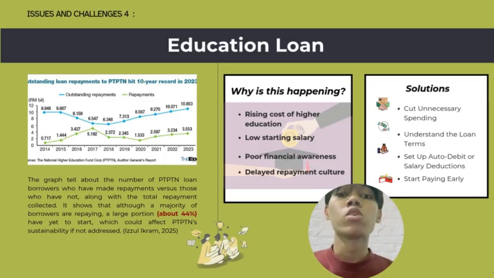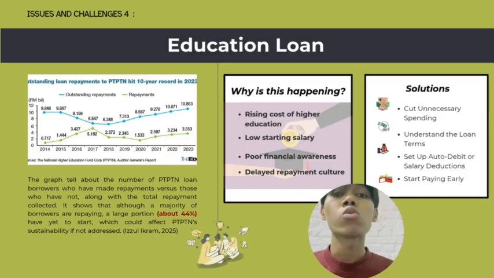So, what can people do to improve this? There are several solutions that people can do. The first one is cutting unnecessary spending. Start by looking at where your money goes each month. Even saving 50 to 100 ringgit per month can help cover your loan payments. The second one is understanding the loan terms. Before or after taking the loan, make sure to really understand the agreement. This gives you control and helps you to avoid surprises like late fees or sudden increases.